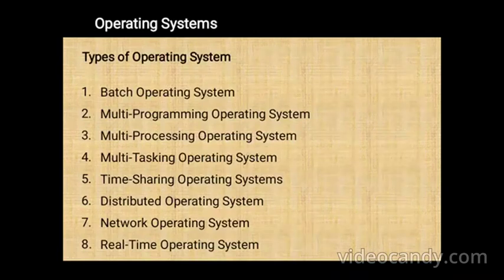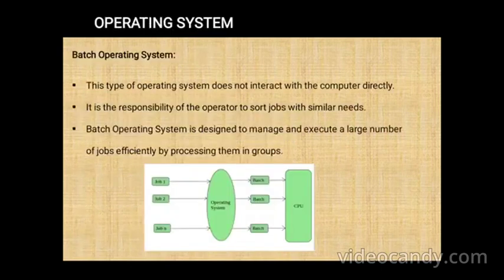Moving on to the next slide, types of operating system. What are all the types of operating system? There are 8 different types. First one is batch operating system. Second one is multi-programming operating system. Third one is multi-processing operating system. Fourth one is multitasking operating system. Fifth one is time sharing operating system. Sixth one is distributed operating system. Seventh one is network operating system. And eighth one is real-time operating system. Let's see one by one briefly.